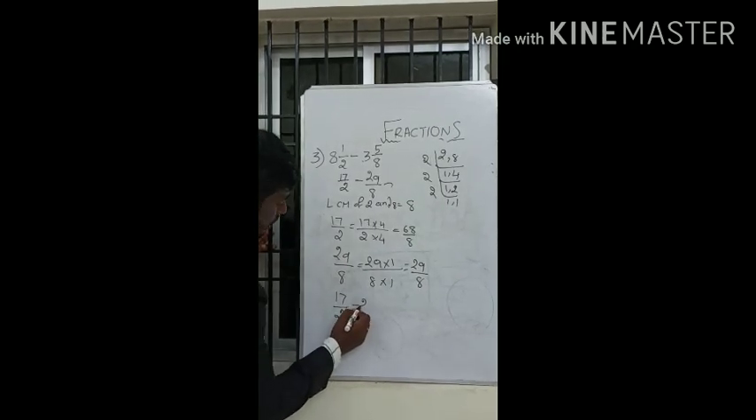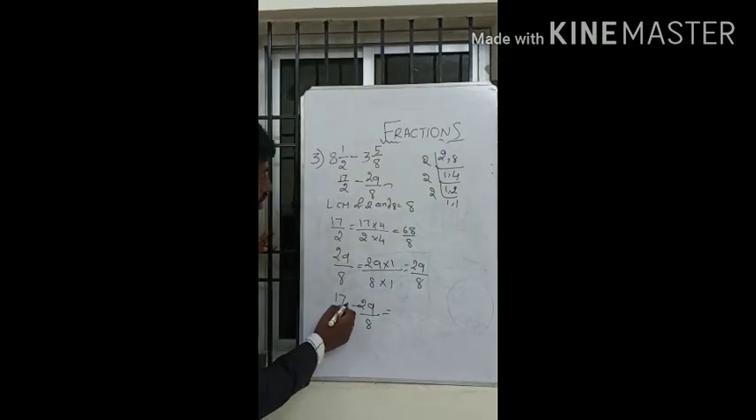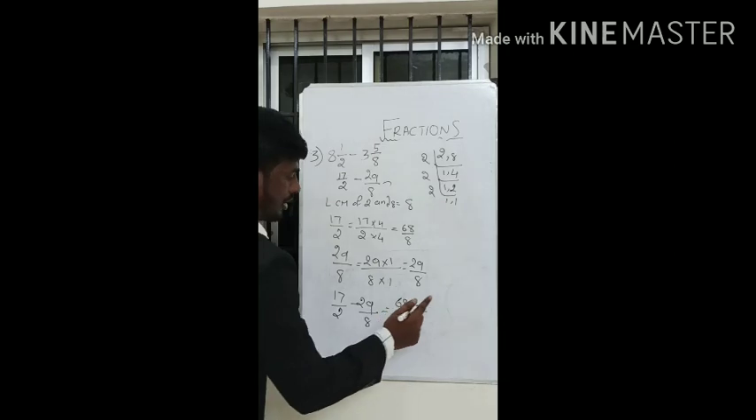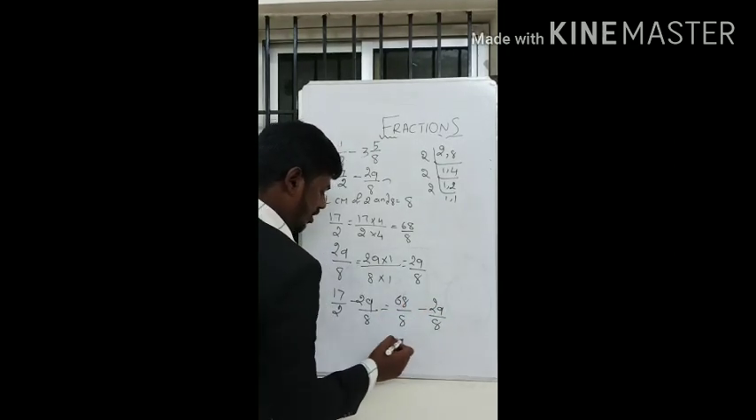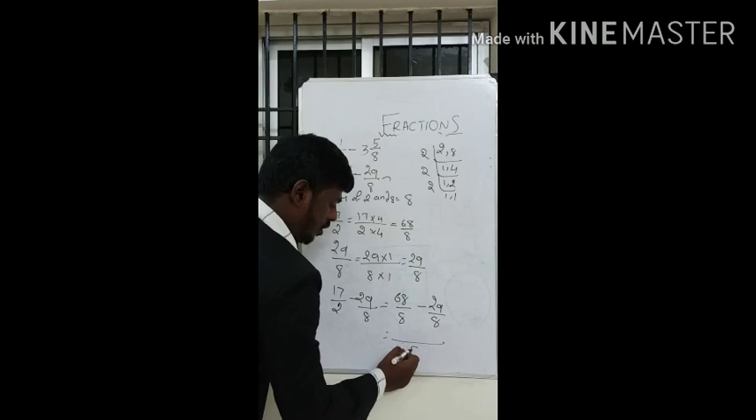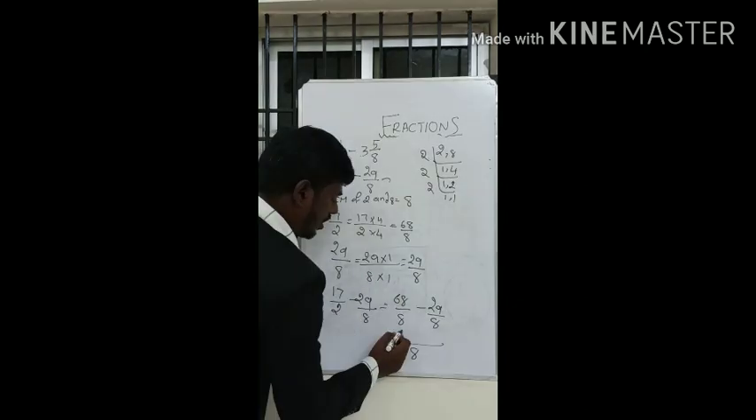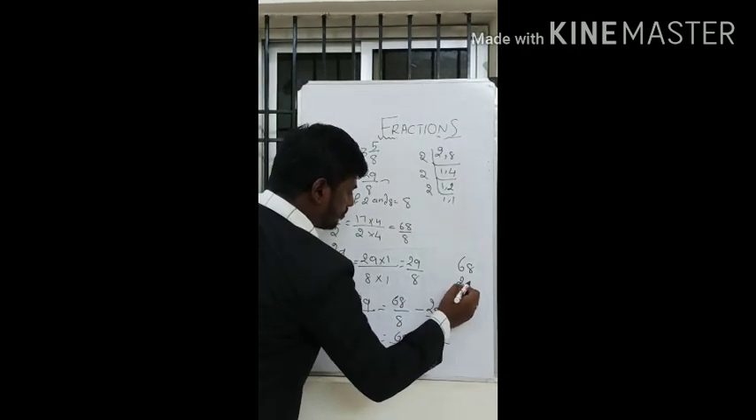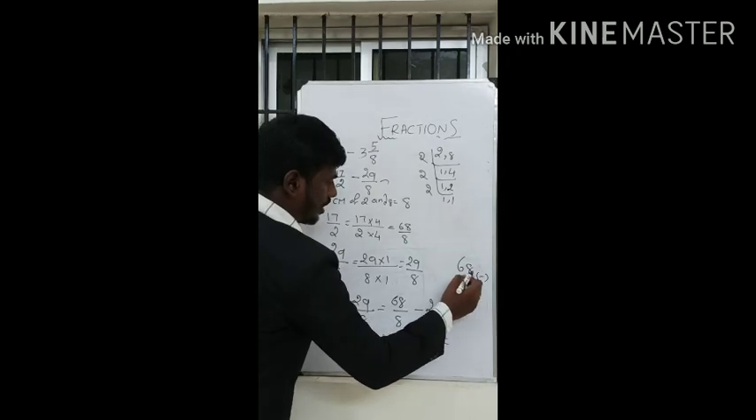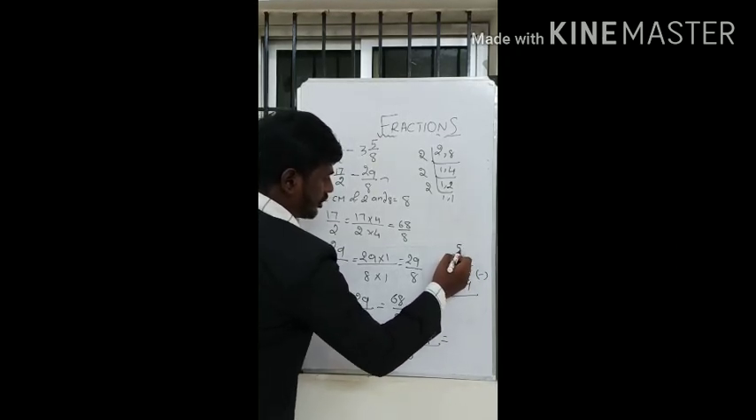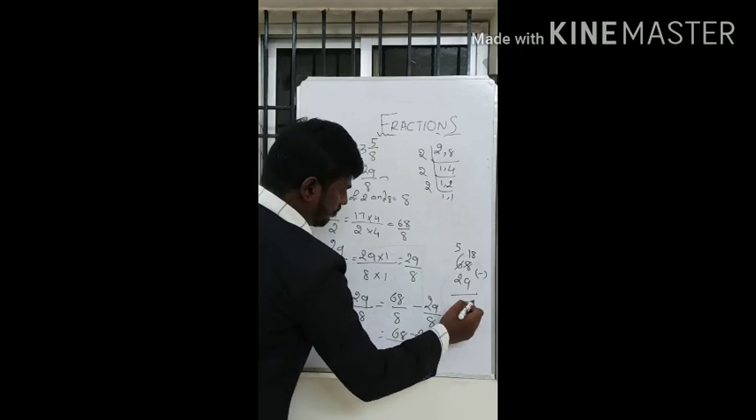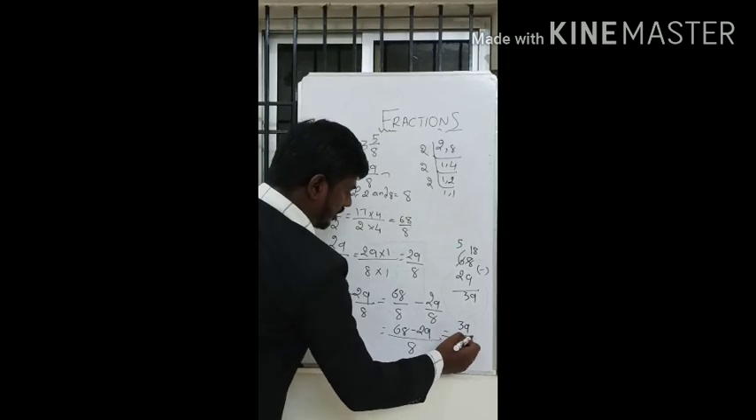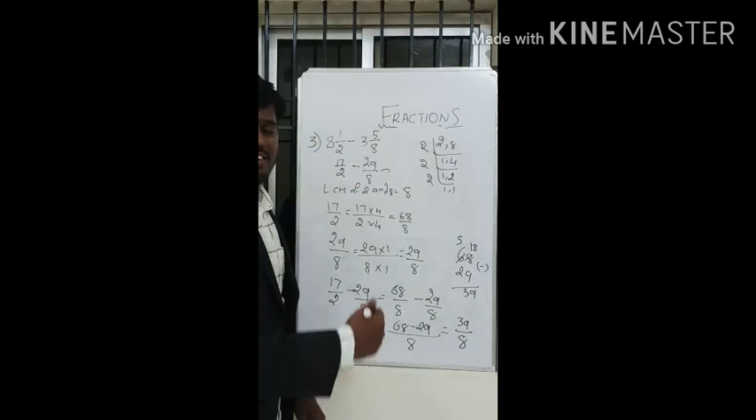17 by 2 minus 29 by 8. So what did we find for 17 by 2? 68 by 8. What did we find for 29 by 8? Same, 29 by 8. So it's a like fraction. You can write this one denominator 8. So numerator will be 68 minus 29. What is 68 minus 29? How to get borrow? We have to borrow 1. 8 minus 1, get a borrow from 6, so change it to 5. 18 minus 9, 9. 5 minus 2, 3. 39 by 8. And this will be your answer. Thank you.